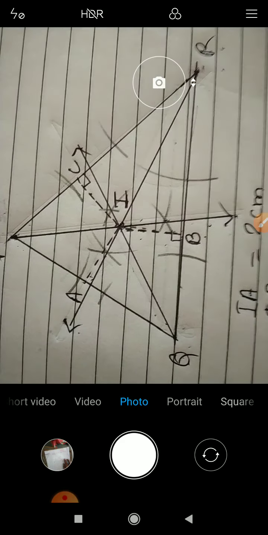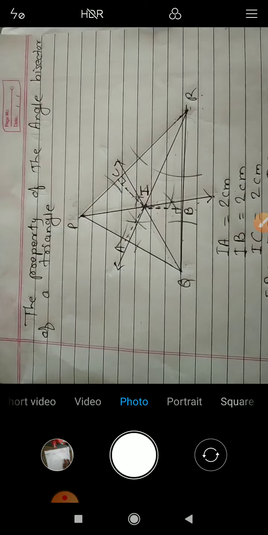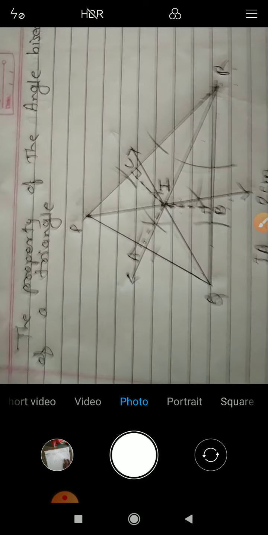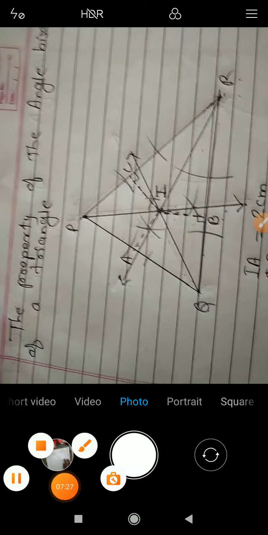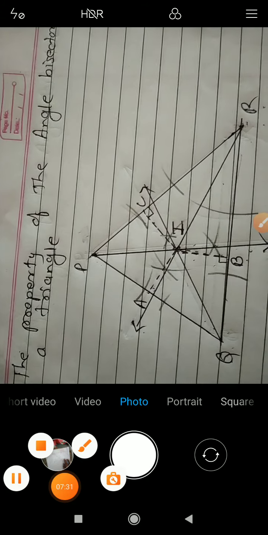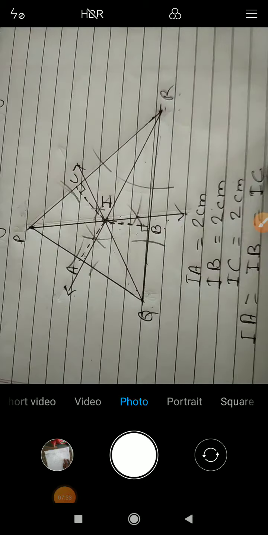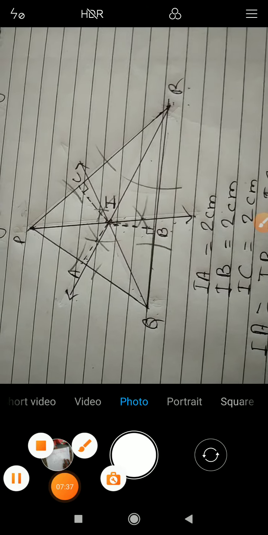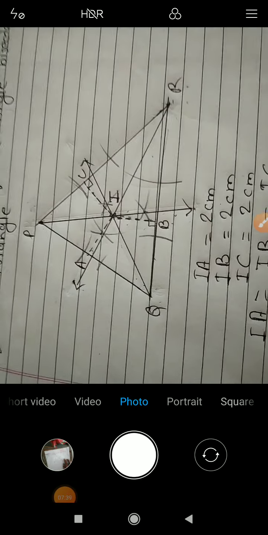Okay, so today we are going to stop here only. Today we saw the property of the angle bisectors of a triangle, and the next property we will see in our next lecture. So all of you do this construction perfectly. Tomorrow there are 2 constructions. So all the geometry material you have to make ready for tomorrow's lecture. Okay, thank you and have a good day.